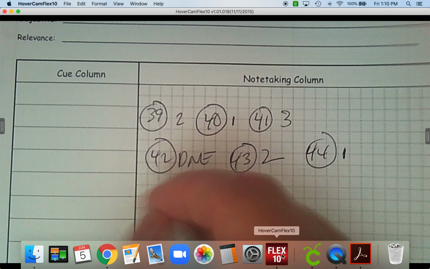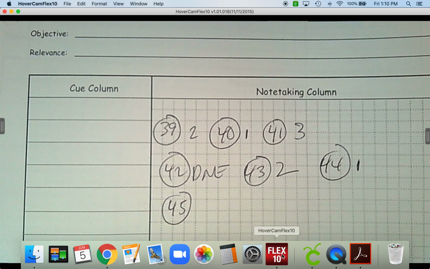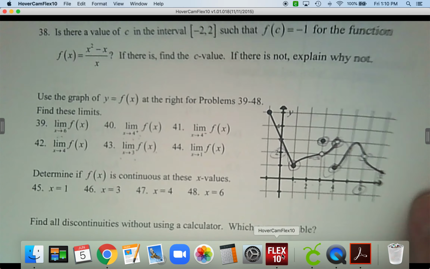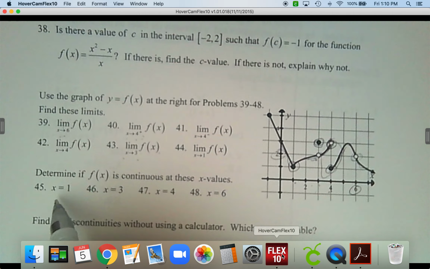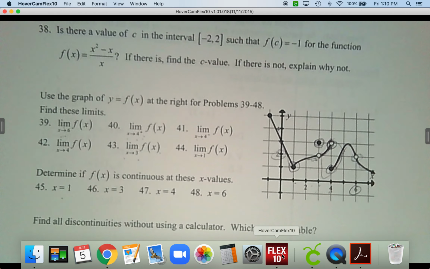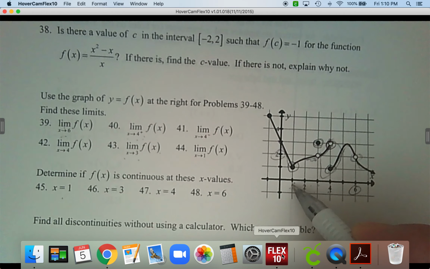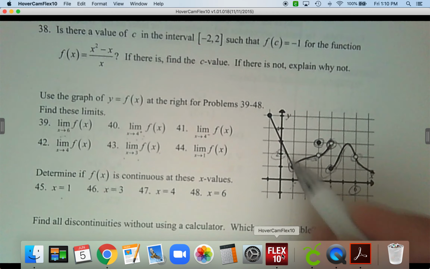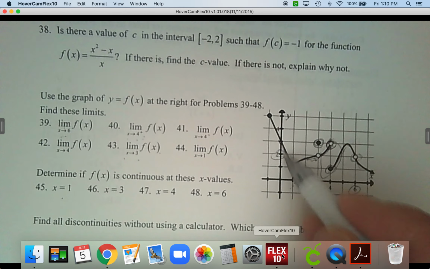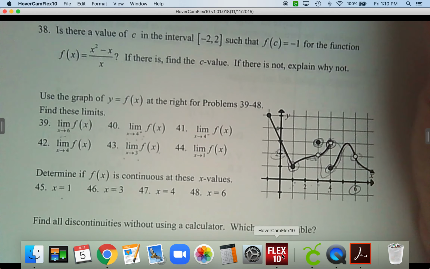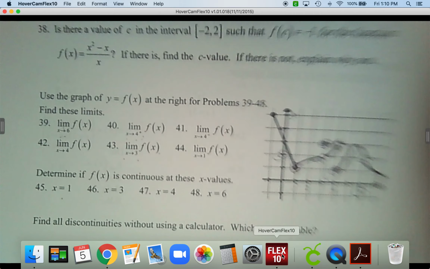And then 45 to 48 says look off the graph and tell me if it's continuous at these things. So at x equals 1, I'm looking for holes, jumps, and asymptotes. So at 1, is it continuous? Look at it. There are no holes, jumps, or anything. There is a nice little corner here, but that is continuous at 1. I don't see a hole, a jump, or an asymptote. So at 1, yes, it is continuous.